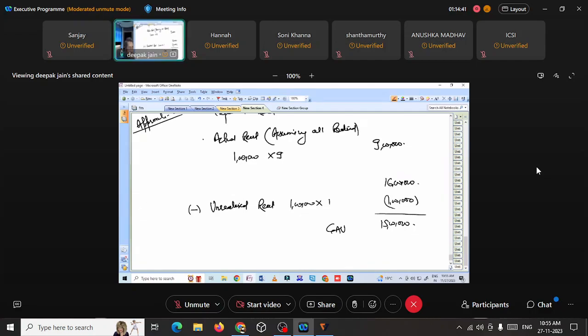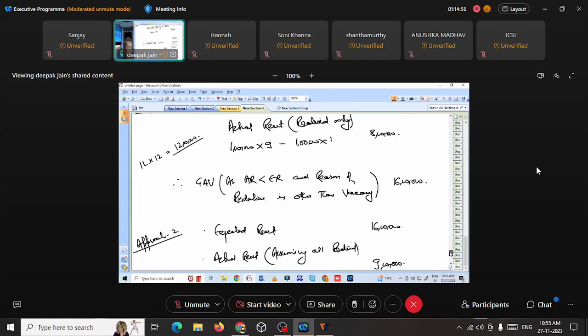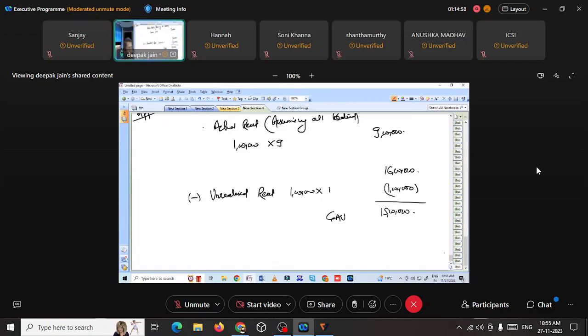In this question, approach 2 would be beneficial from the assessee's point of view, as in case of approach 1, GAV is 16 lakh, while in case of approach 2, GAV is 15 lakh. So from the assessee's point of view, approach 2 is beneficial.